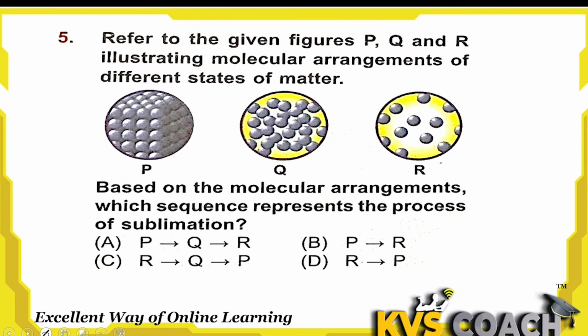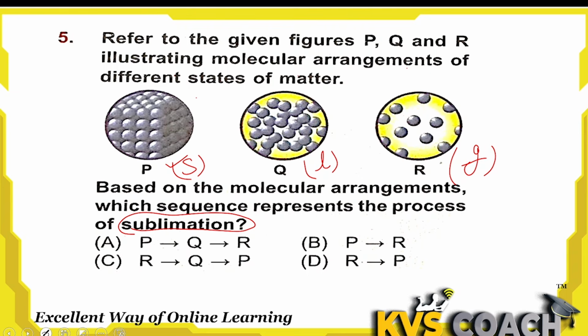Next, refer to the given figure PQR illustrating molecular arrangement of different states of matter. There you can see that they are tightly bound. It means they are solid here. They are loosely packed, it means that is liquid. And they are far apart, they are gases. So these are the three states of matter: solid, liquid and gas. Based on the molecular arrangement, which sequence represents the process of sublimation?